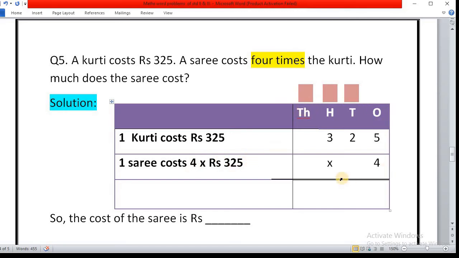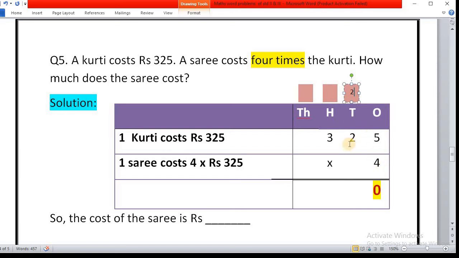So, I have done it stepwise. I have written the cost of one kurti, that is 325, and I have multiplied by 4 because the sari cost 4 times the cost of kurti. So, let's do. I have multiplied 4 with 5 in ones place. 4 5s are 20. So I'll write 0. 2 is carried on, which I will write in tens place.